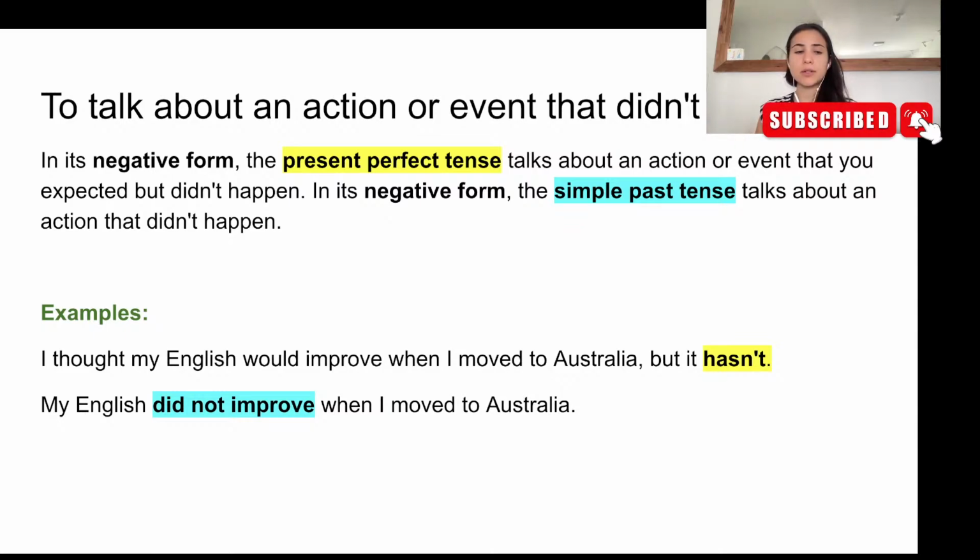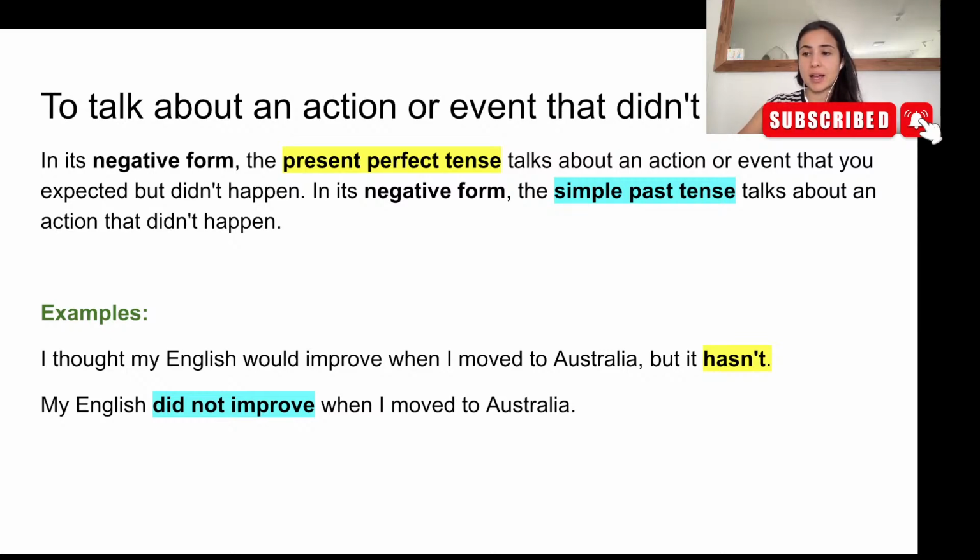Some examples, let's have a look at them. I thought my English would improve when I moved to Australia, but it hasn't. Okay? So I thought, I was expecting it. It was an expectation that I had, but it didn't happen. So I thought my English would improve when I moved to Australia, but it didn't. Okay.